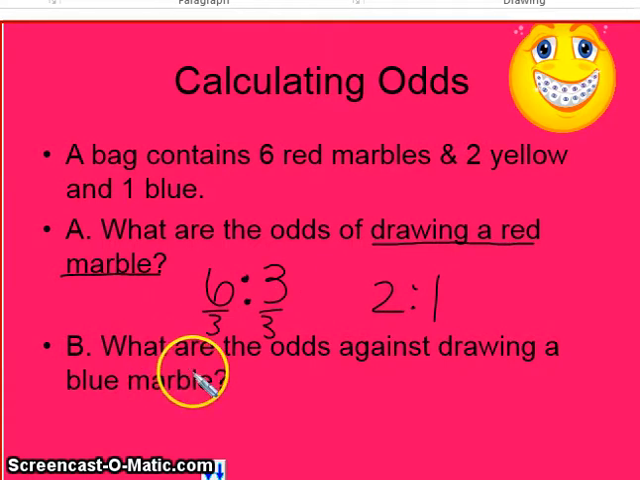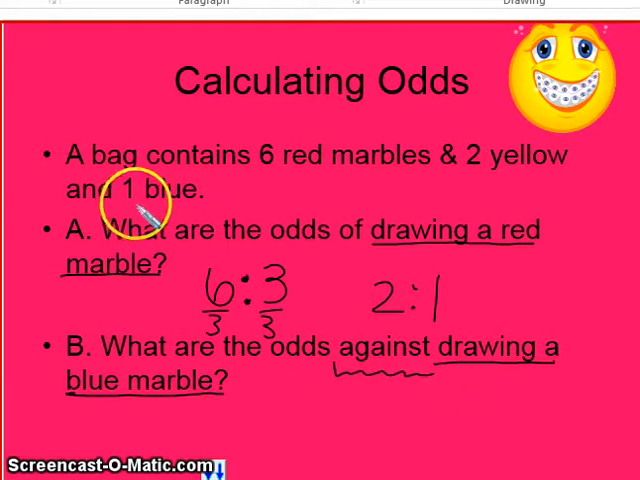In example B, we need to know what are the odds against drawing a blue marble. Now, we want to know what are the unfavorable outcomes compared to the favorable one. The favorable outcome is drawing a blue marble. So first we need to find the unfavorable outcomes because it says the odds against. Only 1 marble is blue, but 6 are red and 2 are yellow, which makes a total of 8 unfavorable outcomes. And we need to compare that to the number of favorable outcomes, and since blue has only 1 marble, our odds are 8 to 1.